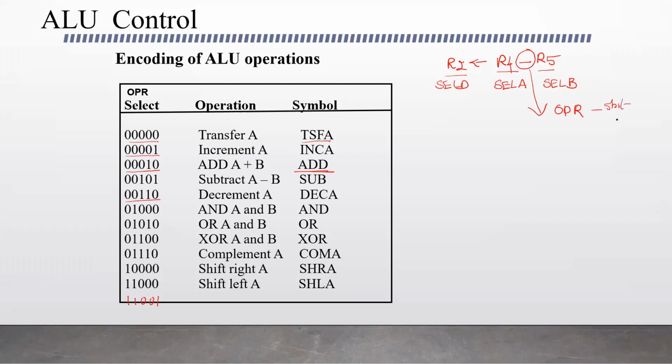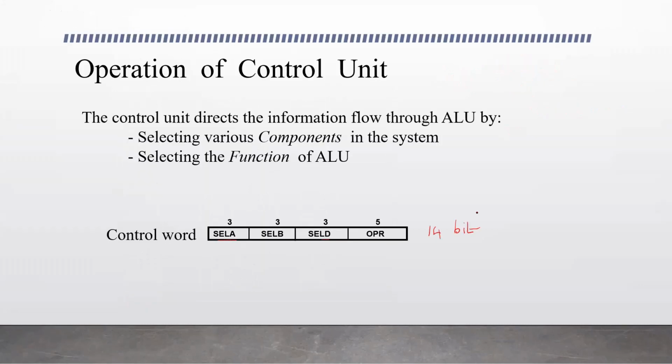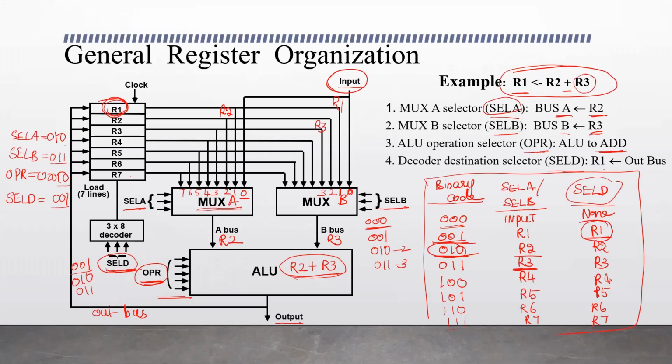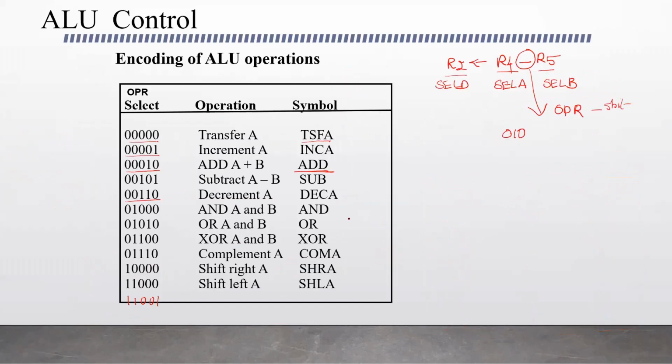So now what is SELA? For selecting R2, it is 010, which is 2. The second input of the multiplexer, that is register R, is it R2? Sorry, R4. What is SELA? Tell me.